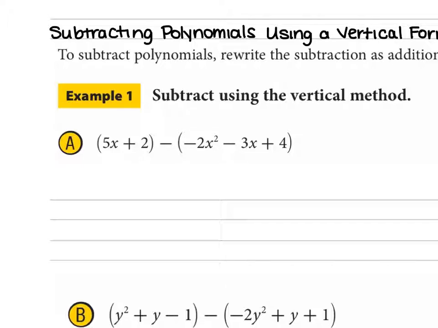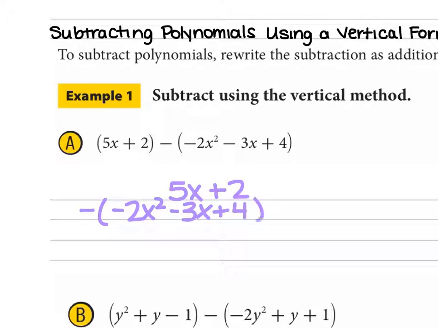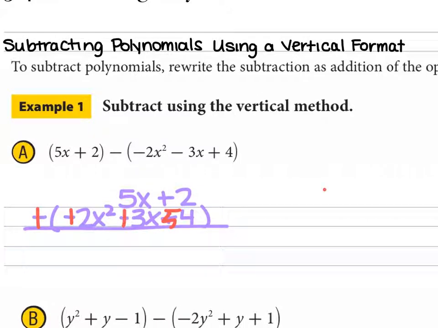So that top is that 5x plus 2. That bottom is going to be that minus parentheses negative 2x squared minus 3x plus 4. So when we do this, we are distributing that negative, and it's going to turn every sign to be the opposite sign in front of this term. So this is really going to be 5x plus 2 plus 2x squared plus 3x minus 4.